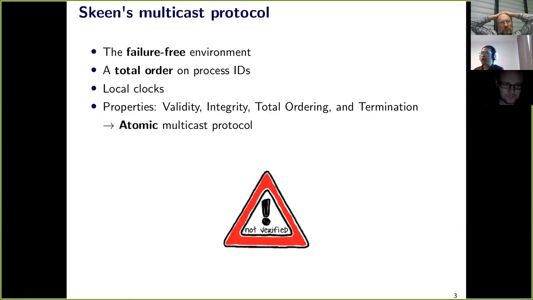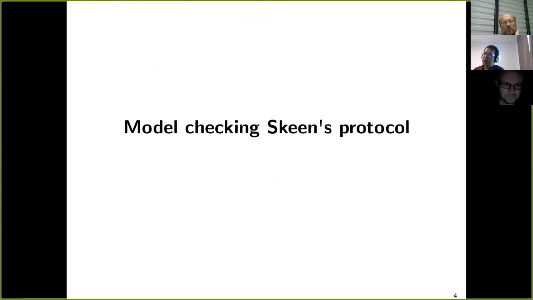And the Skin multicast protocol is a well-known one in the failure-free environment. This algorithm requires a total order of process IDs. Moreover, every process has its own local clocks. And the Skin protocol should preserve the following properties: validity, integrity, total ordering, and termination. Every multicast protocol that satisfies the mentioned properties is called atomic. And why is the Skin algorithm important? There is no verification of this algorithm. And in this paper, we want to verify the Skin protocol by applying model checking.